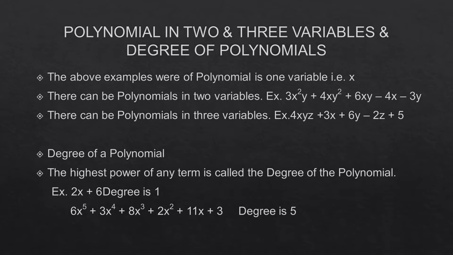And one more thing I want to clarify in this, that x raised to power 5 has a coefficient 6, and similarly the coefficient of x square is 2. So any number that is multiplied to the literal is the coefficient of that literal.